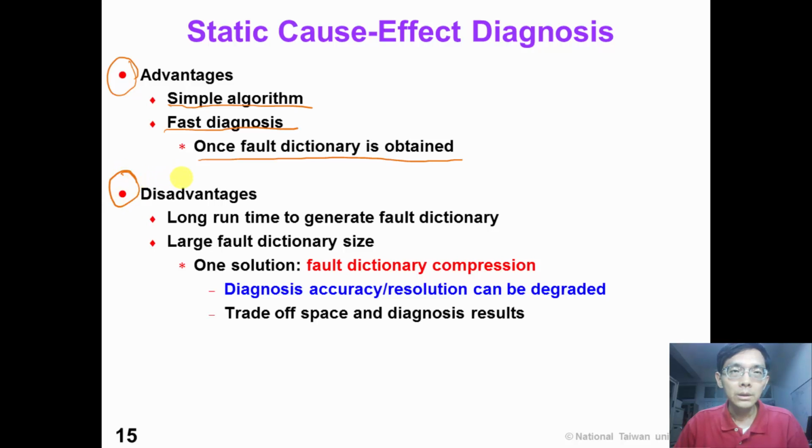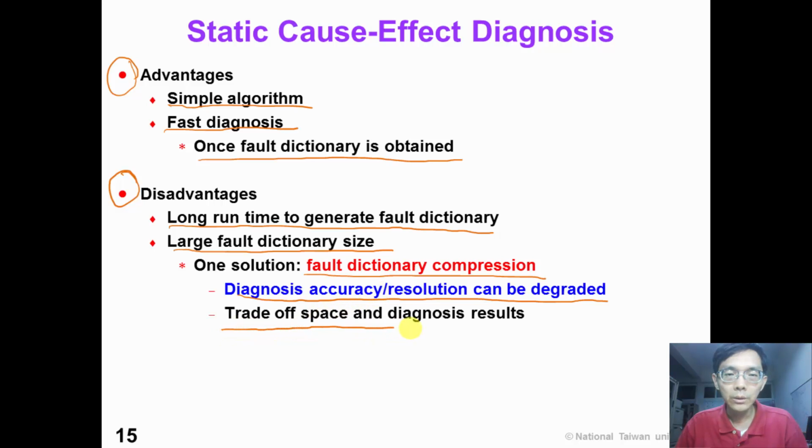However, static cause-effect diagnosis requires a very long runtime to generate the fault dictionary. What is worse, the fault dictionary size is too large to be stored in practice. One solution is that we can perform dictionary compression. However, the diagnosis accuracy or resolution can be degraded due to the information loss. This is a typical trade-off between space and the diagnosis results.